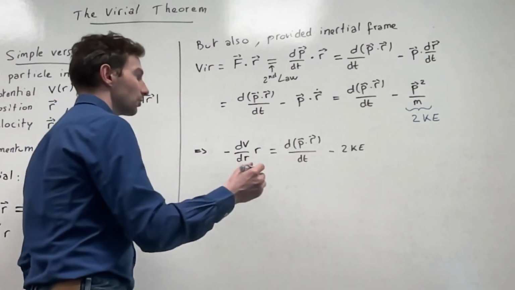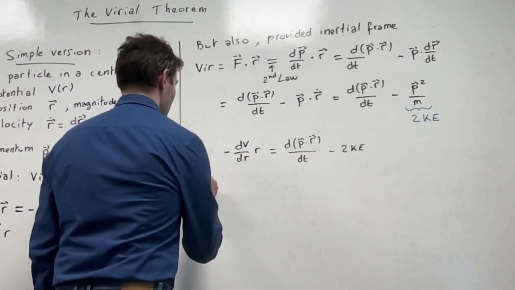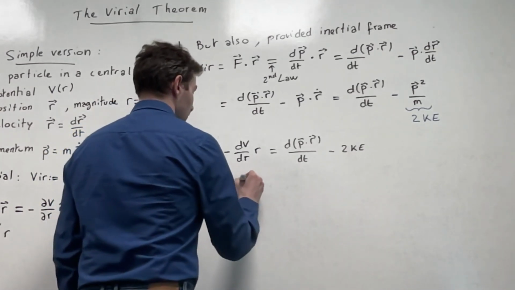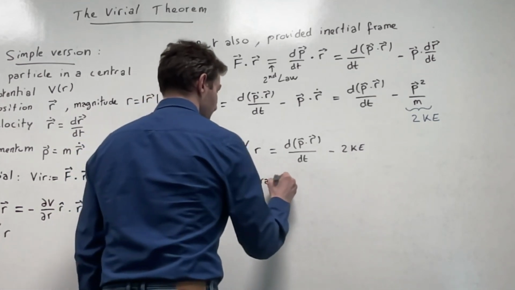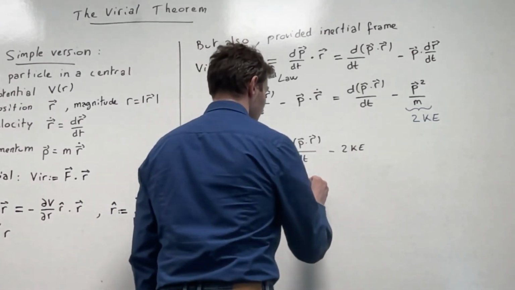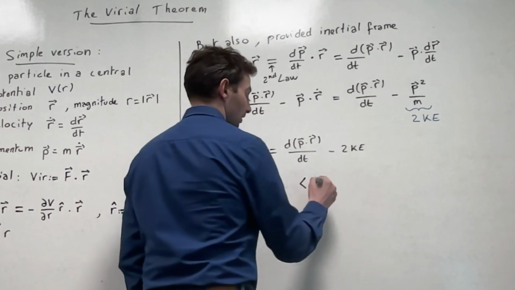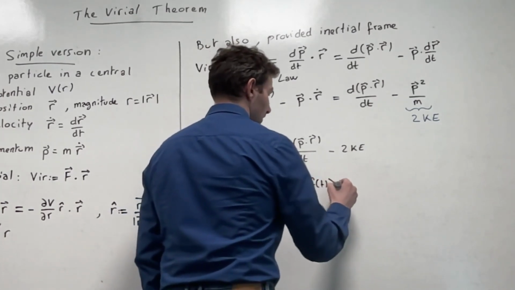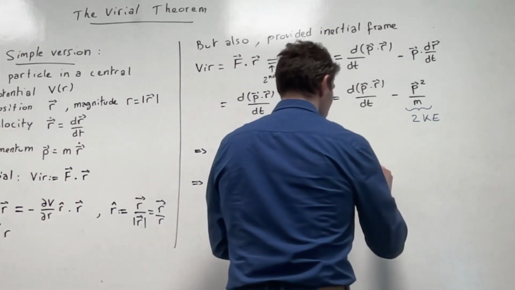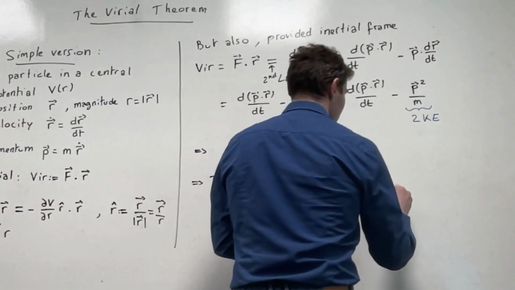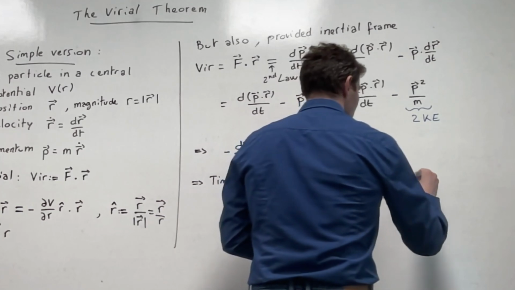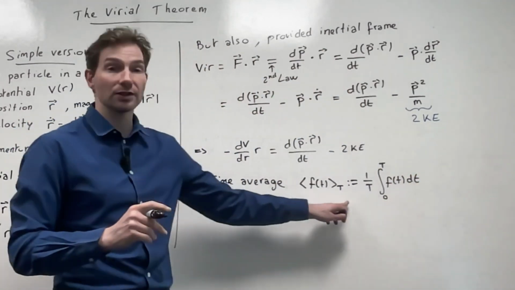And what people then do is they introduce the time average. You introduce a notion of time average. And the way you do that is you simply say that the average of a function of time, over a period T, is going to be equal by definition to 1 over T, and then the integral, let's say from 0 to T, of f of t dt. So that's the definition here.